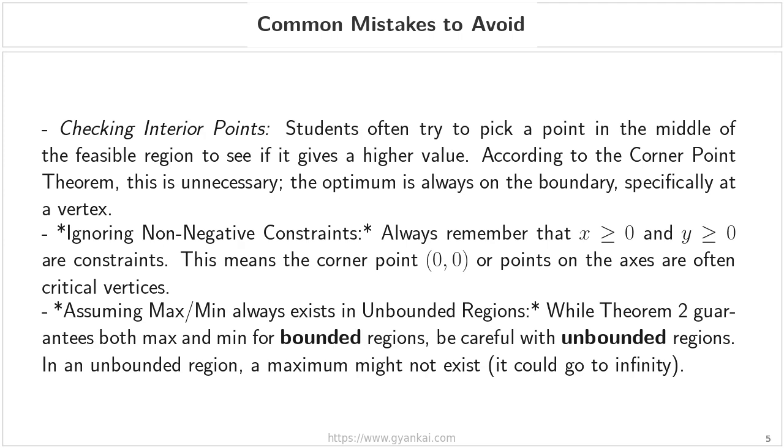Finally, a word of caution regarding unbounded regions. In our previous slide, we noted that for a bounded or closed polygon, both a maximum and a minimum are guaranteed. But be very careful if your feasible region is unbounded, meaning it opens up and extends toward infinity. In such cases, while you might find a minimum, a maximum might not exist at all because the value of your objective function could simply keep increasing forever.